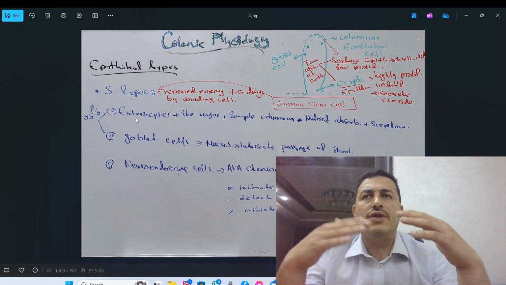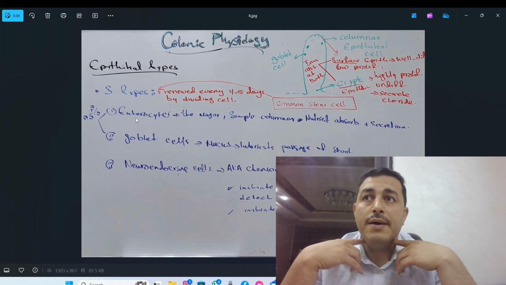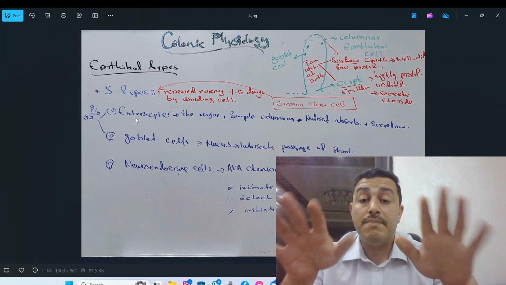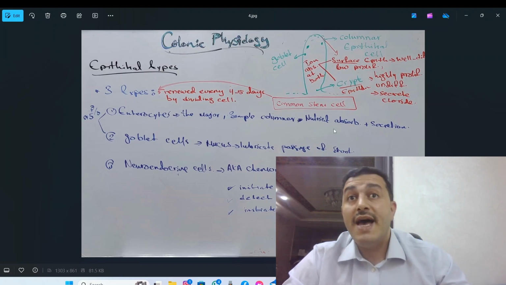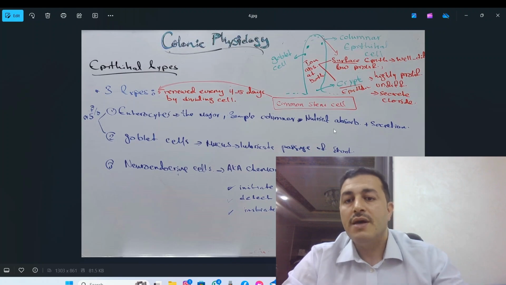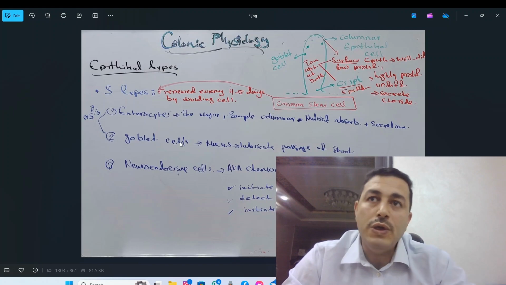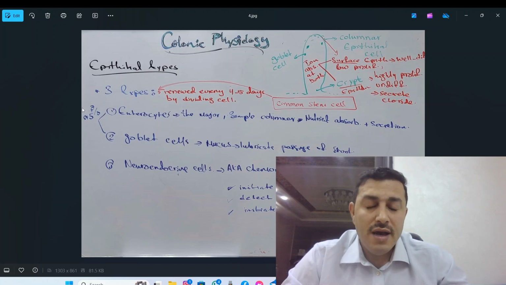Enterocytes: we know that the epithelium of the GI system, from the beginning of the esophagus up to the transition zone, is simple columnar epithelium, and enterocytes participate in absorption and secretion, not digestion. There is no digestive role in the colon. Goblet cells produce mucus and facilitate passage of stool. Enterocytes and goblet cells make up the majority of the cells in the colon, up to 95%.